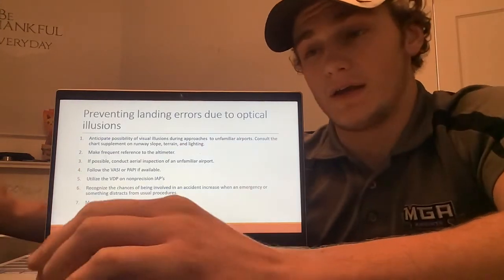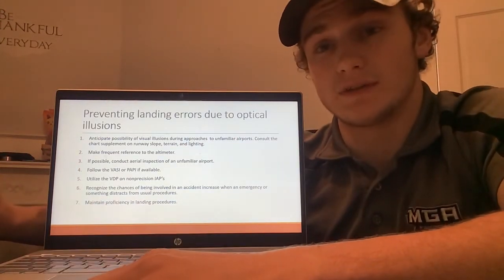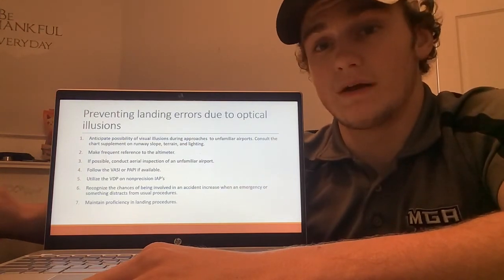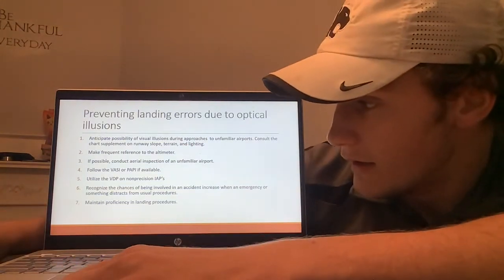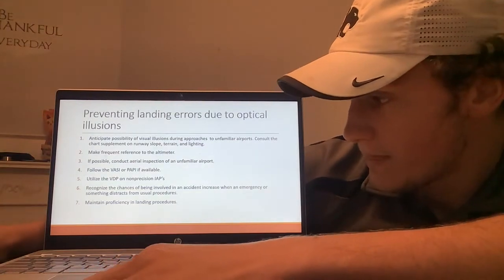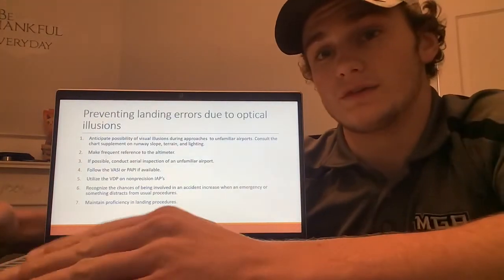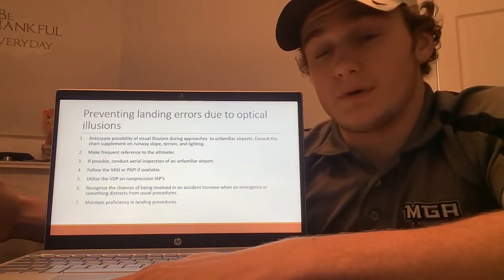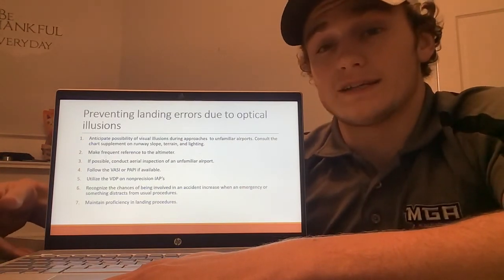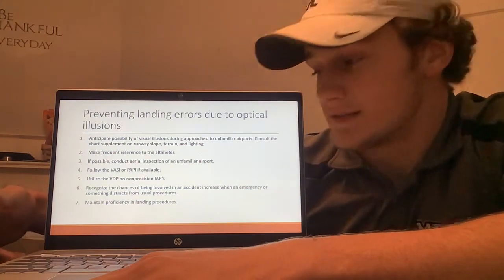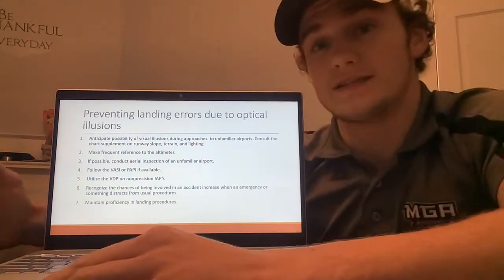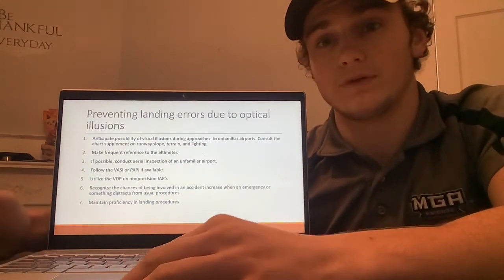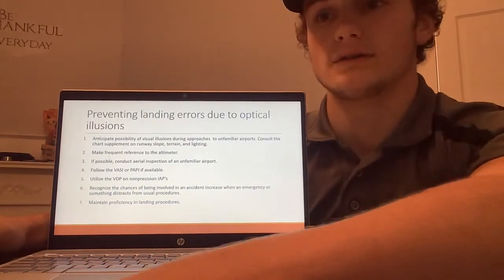This is where the aircraft can descend visually, as long as they can use visual references around the airport. Just know that if you do come across one of these illusions, the accident risk can increase, and maintaining proficiency during landings will help you counteract these illusions.